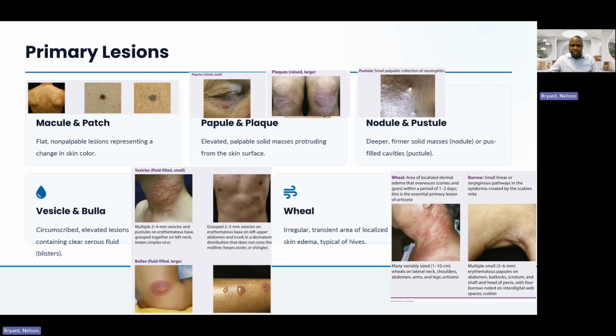And for example, the nodules and pustules indicate a deeper or fluid-filled lesion. You see them here, the nodules right here, fluid-filled, and vesicles and bullae, for example, are blister-like. And wheals, what happens to the wheals on the far right side? Those are typical of allergic reactions, presenting as transient raised areas.